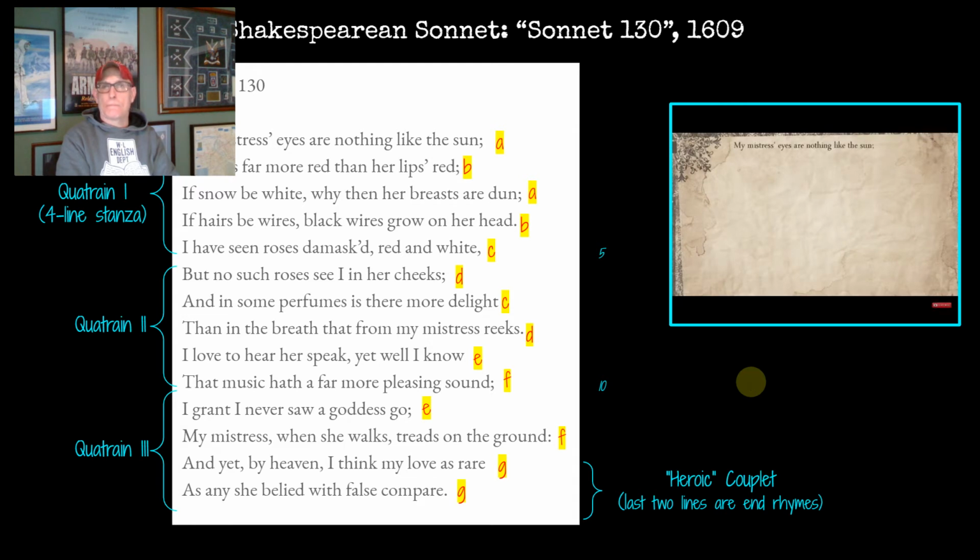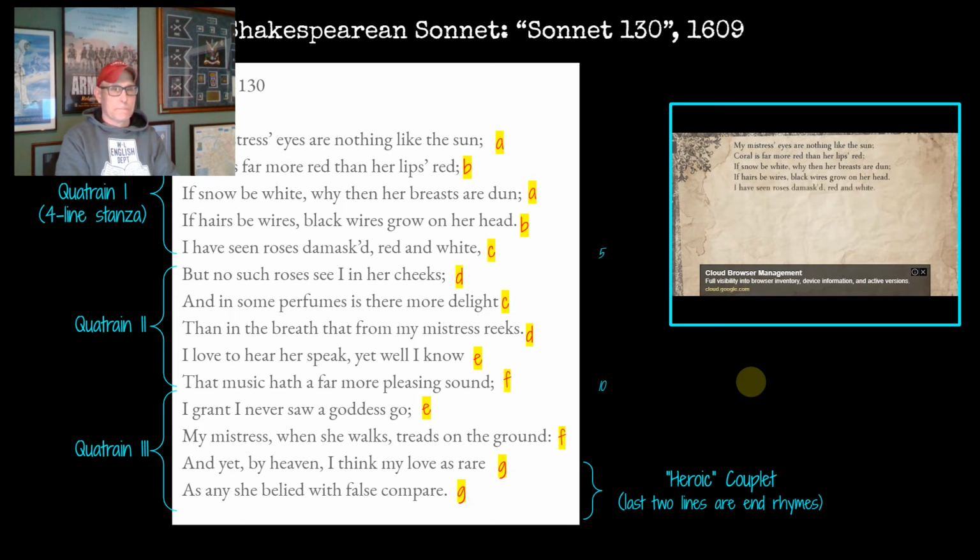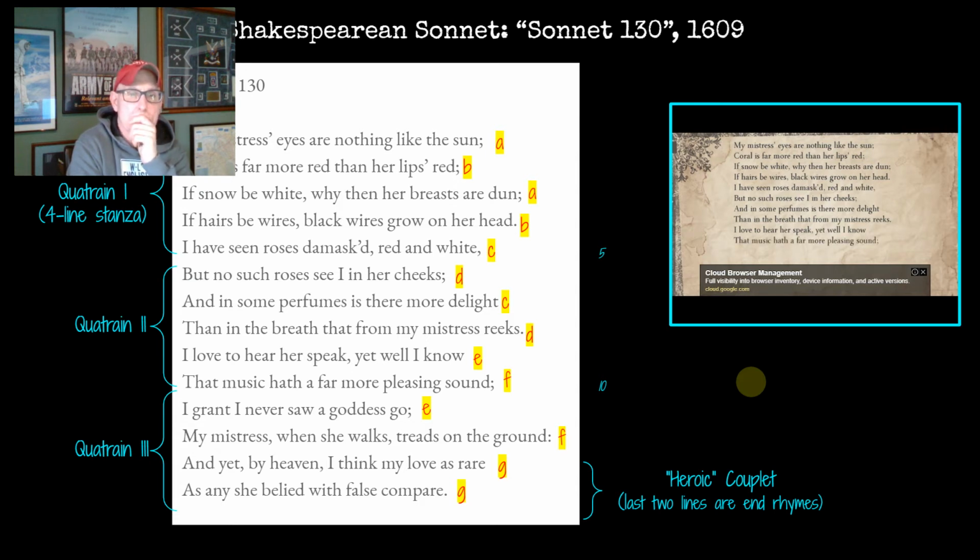My mistress' eyes are nothing like the sun. Coral is far more red than her lips' red. If snow be white, why then her breasts are dun? If hairs be wires, black wires grow on her head. I have seen roses damasked, red and white, but no such roses see I in her cheeks. And in some perfumes is there more delight than in the breath that from my mistress reeks. I love to hear her speak, yet well I know that music hath a far more pleasing sound. I grant I never saw a goddess go. My mistress, when she walks, treads on the ground. And yet, by heaven, I think my love as rare as any she belied with false compare.